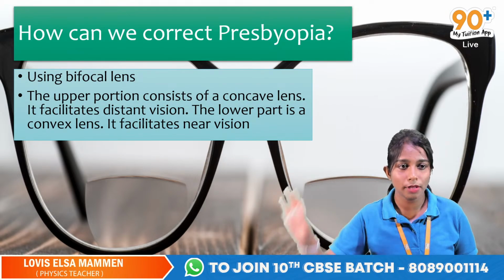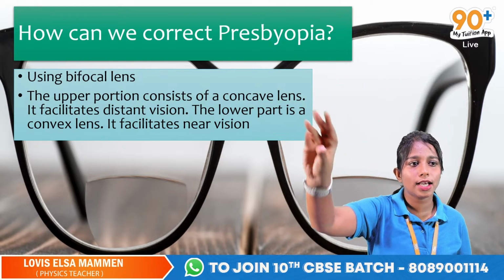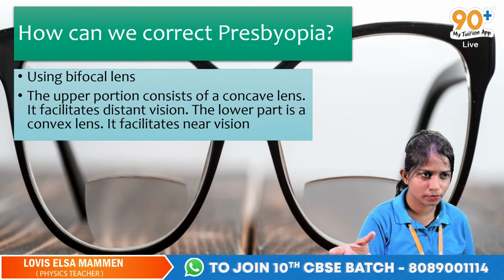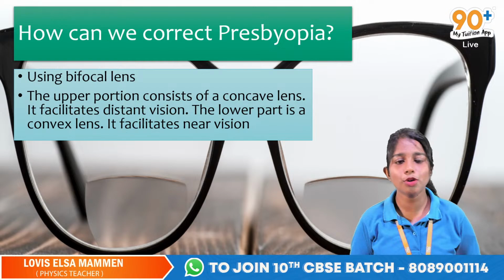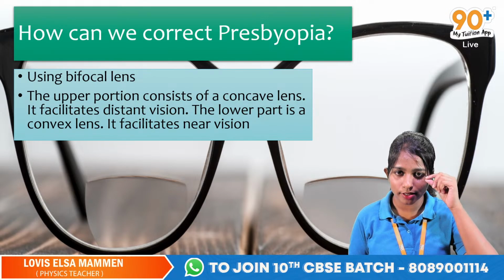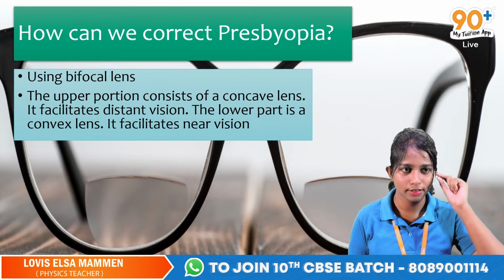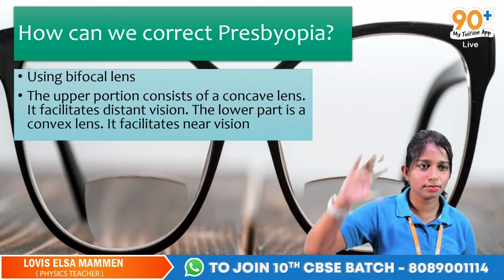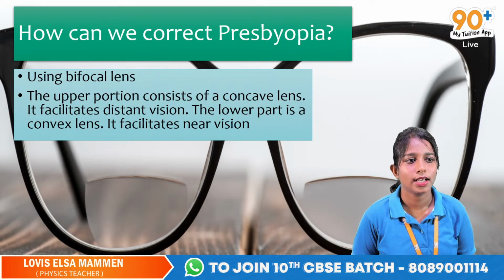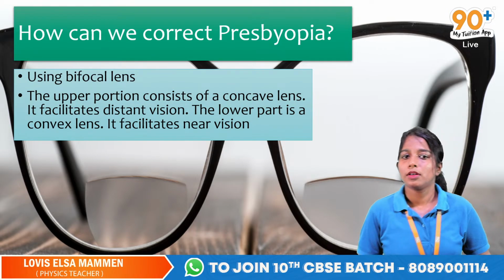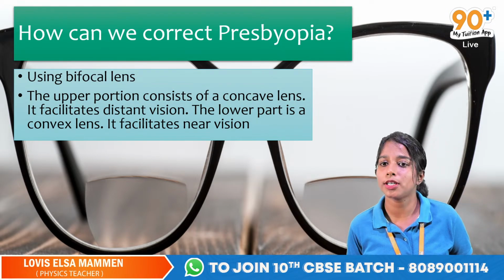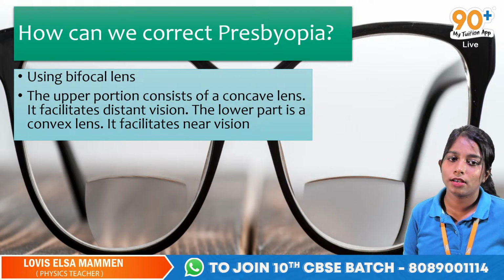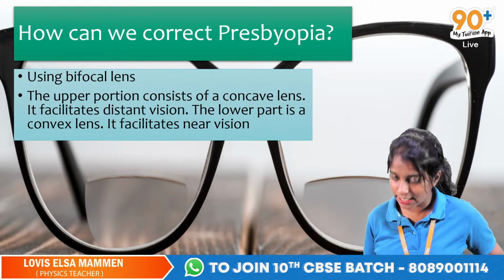Bifocal എന്ന് പറയുമ്പോൾ there will be two lens. The upper portion is concave, the lower portion is convex. ചിലപ്പോൾ നിങ്ങൾ കണ്ടിട്ടില്ലേ കണ്ണാടി ഒന്ന് താഴ്ത്തി വെച്ച് അവര് വായിക്കാൻ ശ്രമിക്കുന്നത്? So both is needed. Using bifocal lens, the upper portion consists of a concave lens, it facilitates distant vision, and the lower part is a convex lens, and it facilitates near vision.